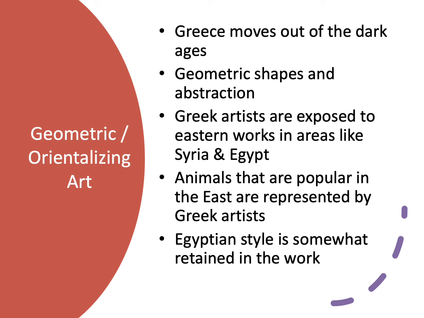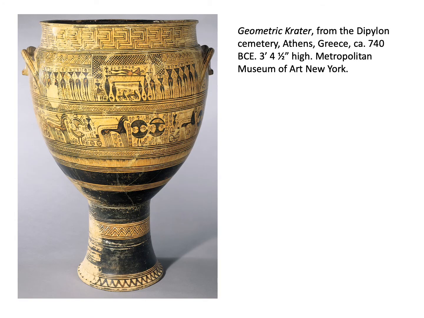This art is characterized by geometric shapes and abstraction. Greek artists are exposed to Eastern works in areas like Syria and Egypt. The animals that are popular in the East are represented by Greek artists, so we know that they still have retained some information from trade, whether by trading by themselves or through tradition. And Egyptian style is somewhat retained in the works of art.